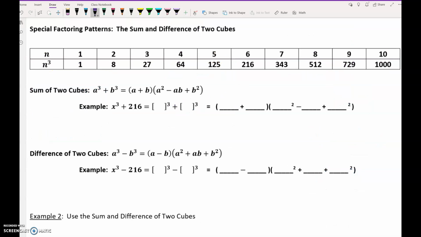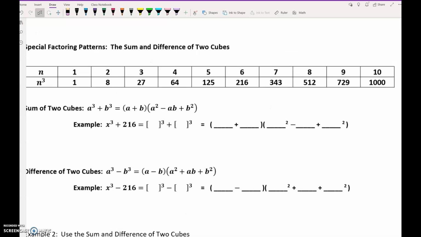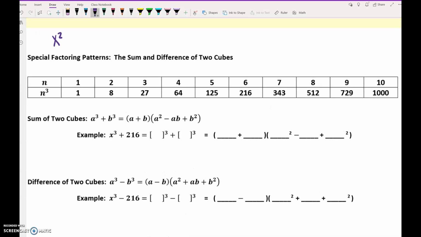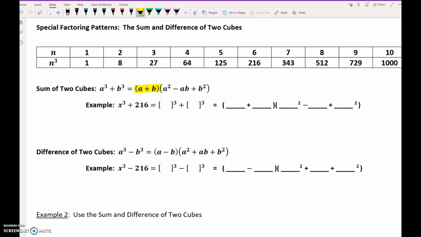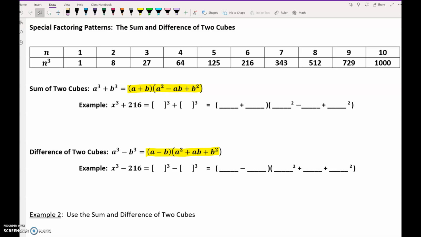On the back of that page, let's look at sum and difference of 2 cubes. This is kind of like the difference of 2 squares. If we have something like x squared minus 16, we know that that factors into x plus 4, x minus 4. We have a similar pattern when we have the sum or the difference of 2 cubes. And I will always give you these formulas, but honestly, these formulas are not very difficult to memorize. So I'm going to show you how to use these formulas in a way that may actually help you get them memorized. So at the top of the page, there's a list of perfect cubes for 1 through 10.